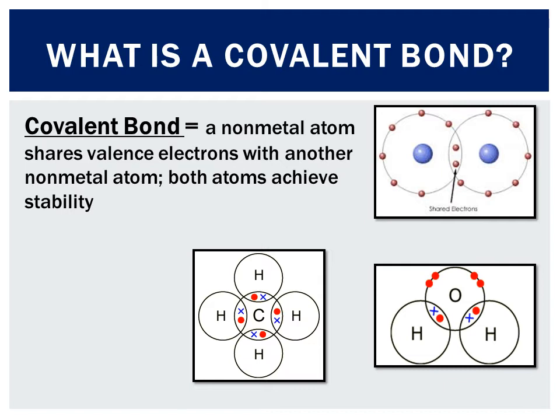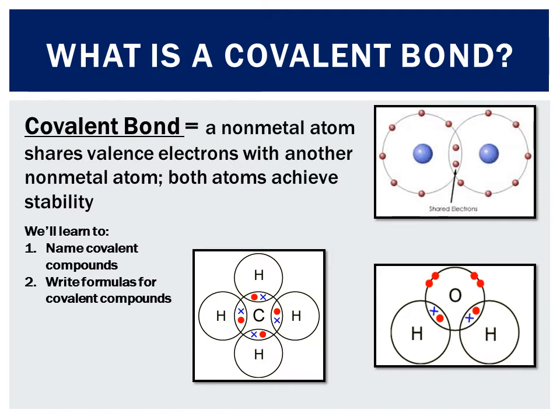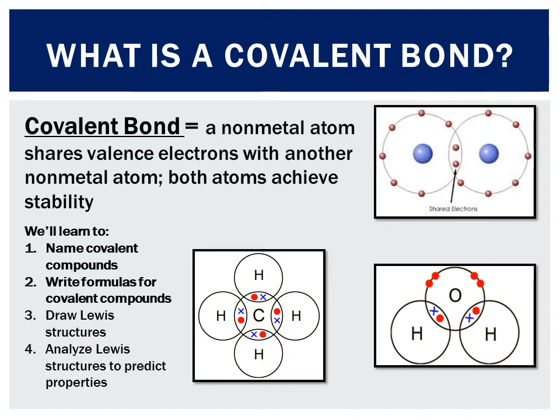So covalent bonding, on the other hand, is bonding between all non-metal atoms, where instead of giving up their electrons or gaining electrons, they're sharing their electrons. All nonmetals want more electrons so that they have 8. So they share them to achieve stability. We'll learn to name these compounds and write the formulas for these compounds in this lesson, and then later this week we'll learn to draw and analyze the structures to predict the properties of covalent compounds.